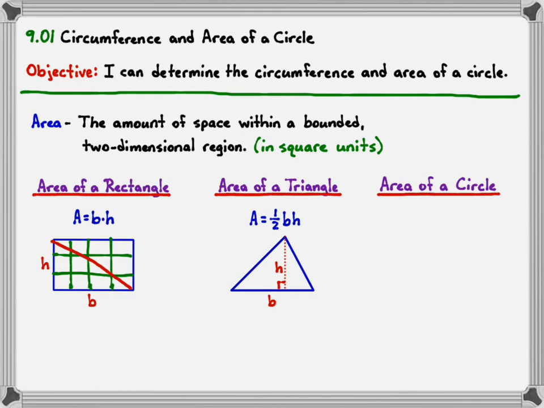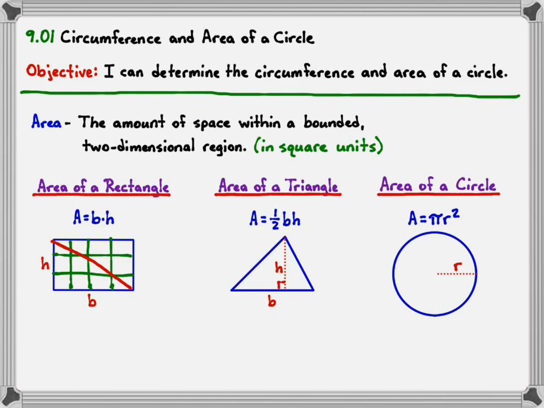The area of a circle has a funky equation to it. The area of the circle is pi r squared. Now, I can't get into big, long details of why this is true in this format. Normally in class, I would break it apart, and I would actually break a circle into a lot of little, what we call sectors.